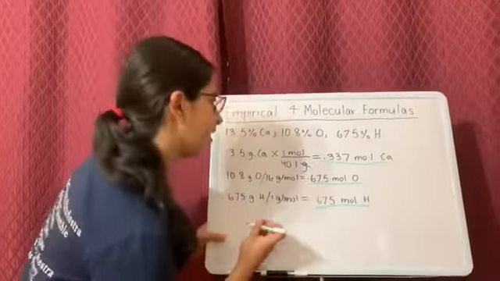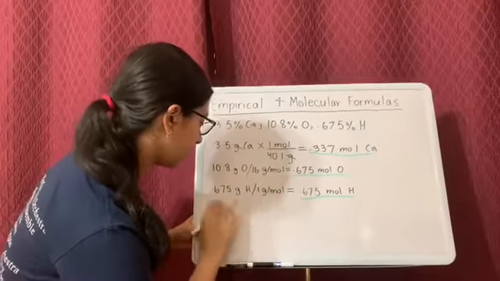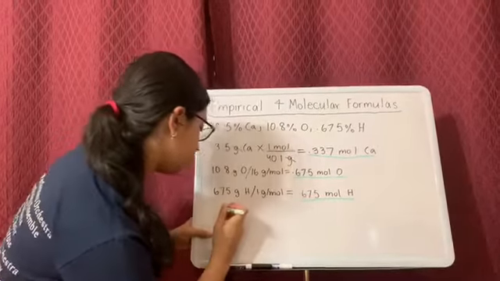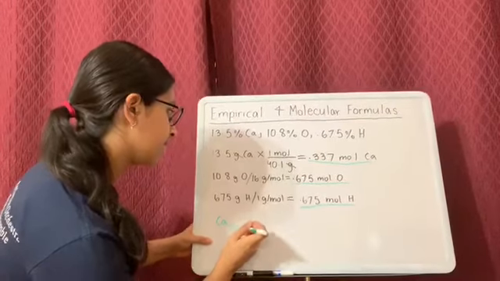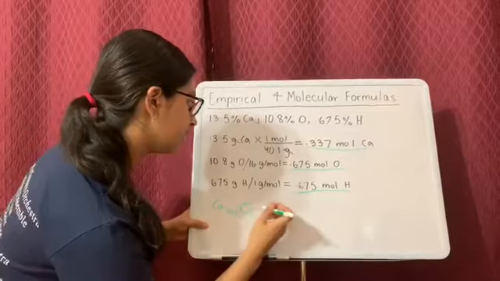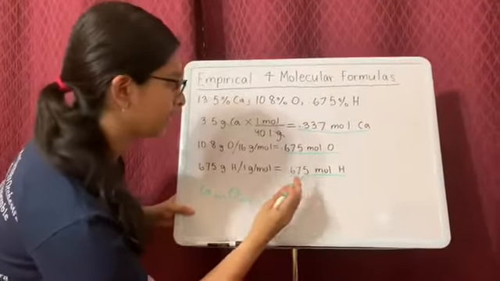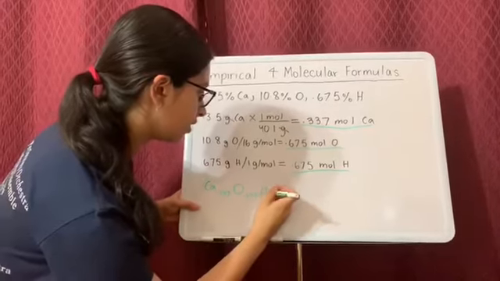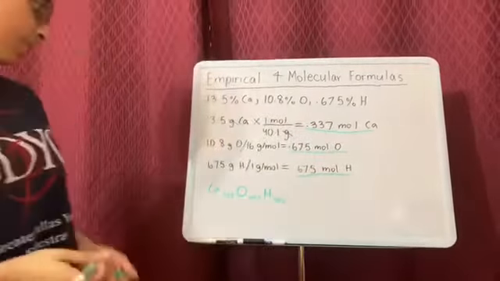We can say we have calcium, write that a little bigger, 0.337, oxygen, 0.675, and hydrogen, 0.675. But something is weird about this formula.